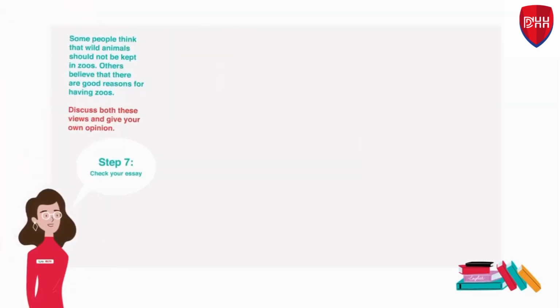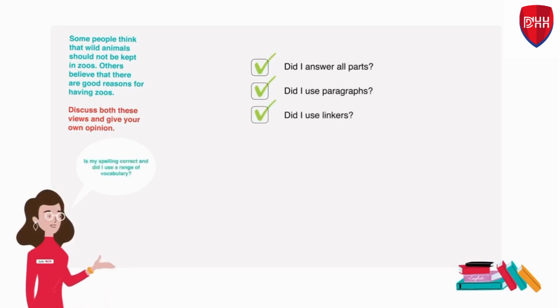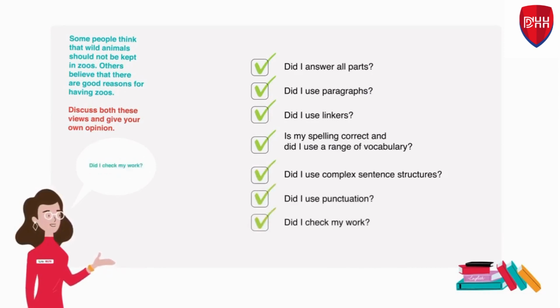Step 7. Check your essay. Check the following by asking yourself these questions. Did I answer all parts? Did I use paragraphs? Did I use linkers? Is my spelling correct, and did I use a range of vocabulary? Did I use complex sentence structures? Did I use punctuation? Did I check my work?